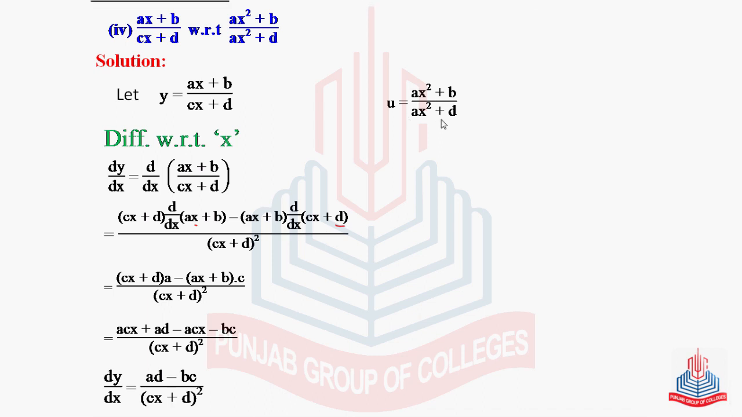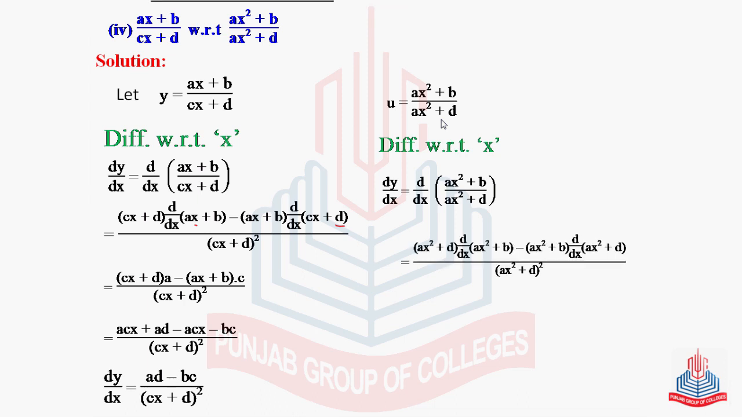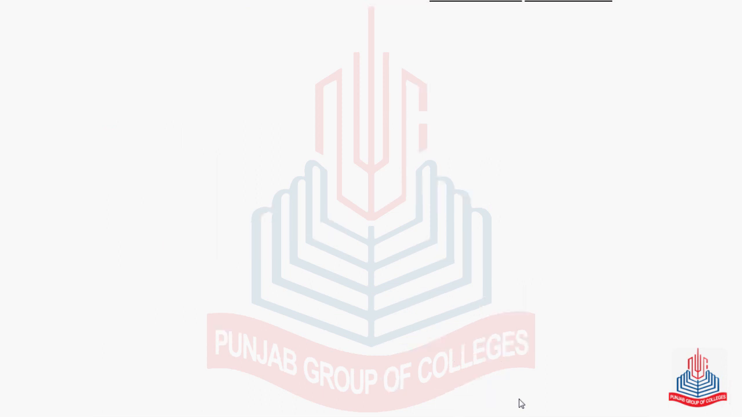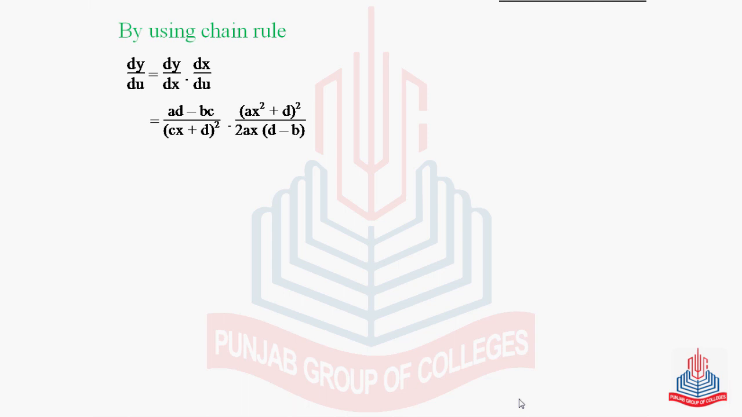u = (ax² + b)/(ax² + d). So differentiating with respect to x, applying the derivative by using the quotient theorem, we have this du/dx, which is 2ax(d − b)/(ax² + d)². So by using the chain rule, dy/du is dy/dx times dx/du. Putting in the values of both of these two derivatives, we have (ad − bc)/(cx + d)², which is actually dy/dx, and 2ax(d − b)/(ax² + d)², which we calculated in our previous slide, that is actually du/dx.